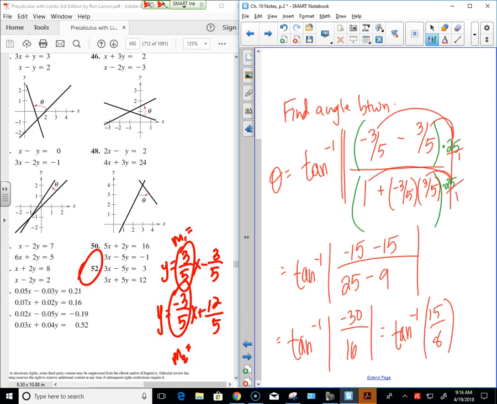And that should work out. That should work out. And guys, go to your calculator, because 15/8 is not square root of 3 over 3, 1, square root of 3, 0, or undefined. So therefore, unit circle won't cut it.